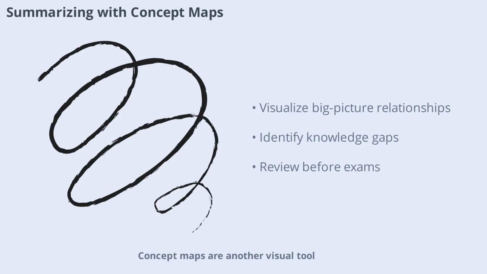Concept maps are another visual tool for summarizing and connecting anatomical information. Start with a central idea and branch out to related concepts, using lines and arrows to show relationships. Concept maps help you see the big picture and identify gaps in your understanding. They're especially useful for reviewing before exams.